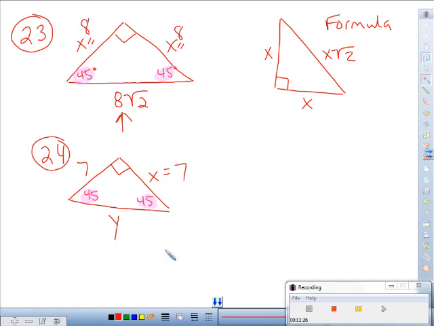And then what do you think for the y, Maddie? Good job, 7 square root of 2. Because what she realized is that whatever we picked for our x, which is 7, would just get stuck in front of the square root of 2. And that's what the answer is.